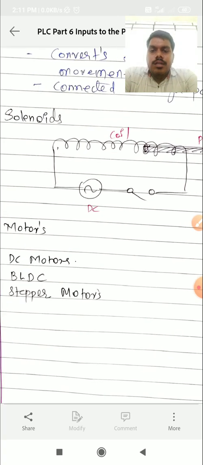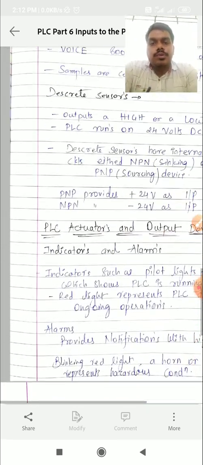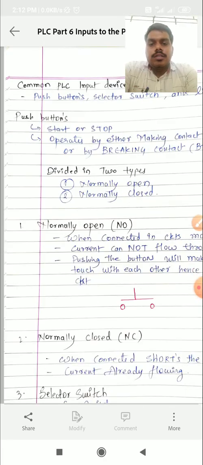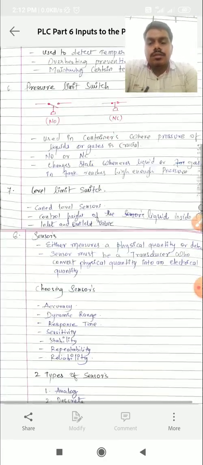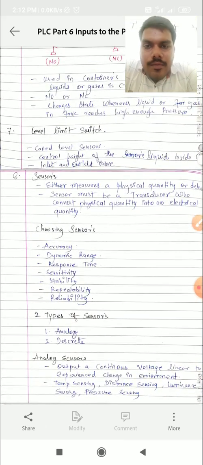Then motors, various motors like DC motors, BLDC motors, and stepper motors. DC motors are used for speed control. So these are the output devices which can be used by the PLC. Remember all these points. This can be used in future videos. These are the devices we will be using during programming.